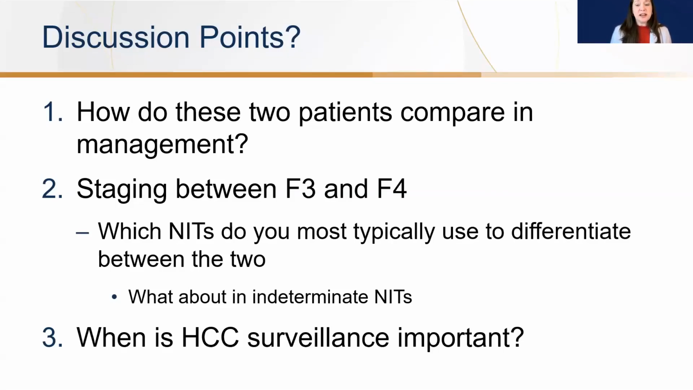And then when is HCC surveillance important? Once we get to that F3 fibrosis, right? At any point, that person could push over to cirrhosis. We want to go ahead and start surveilling at that point so we've got a good baseline and we can hopefully pick up anything that would turn into HCC pretty early to prevent worsening complications.